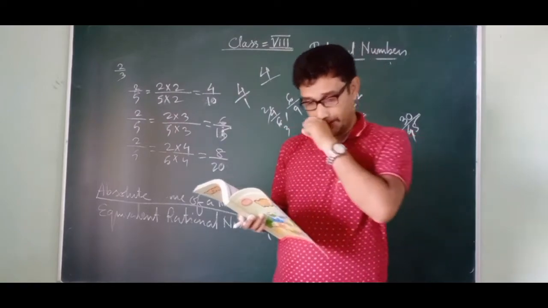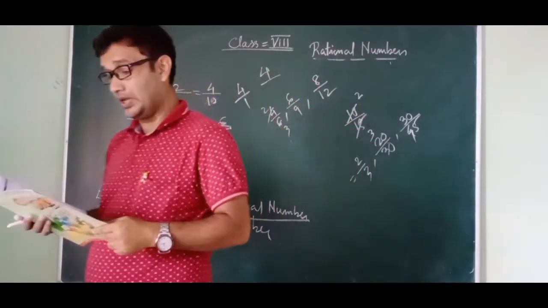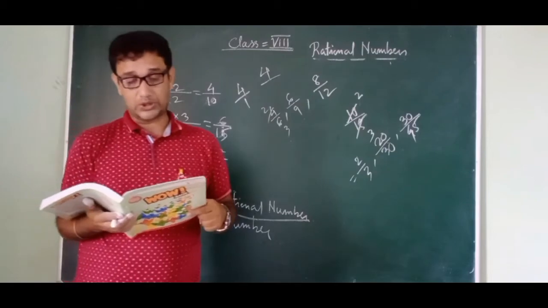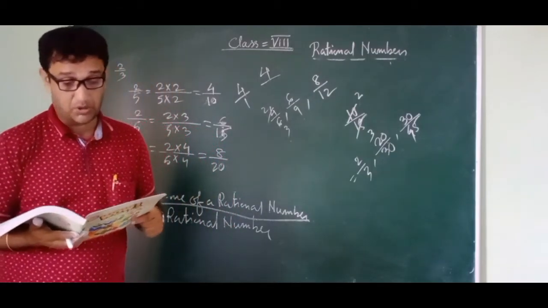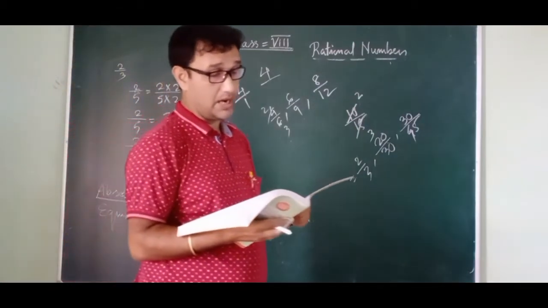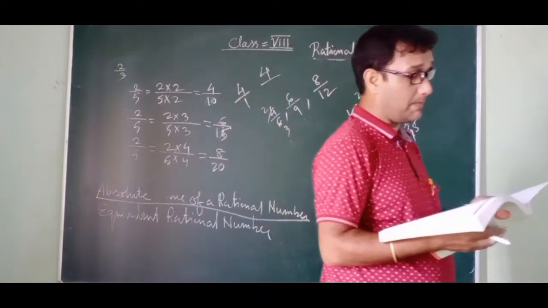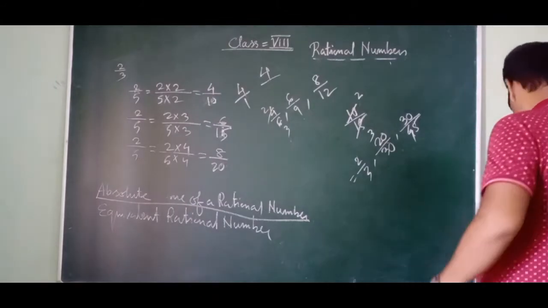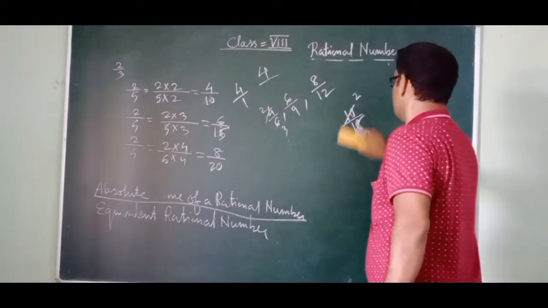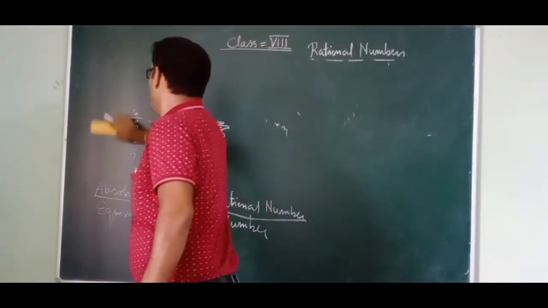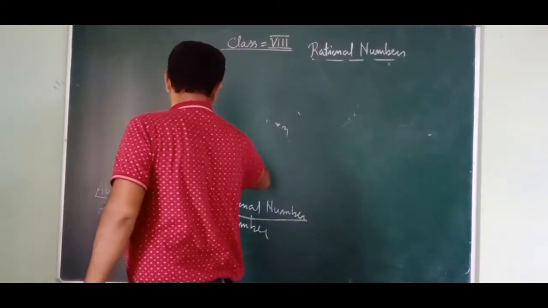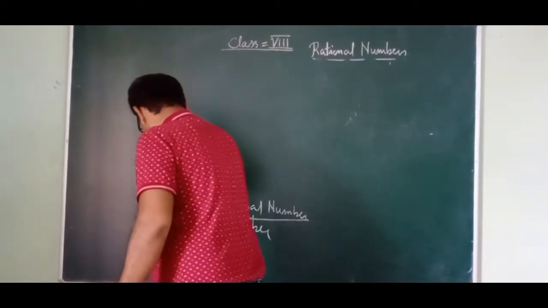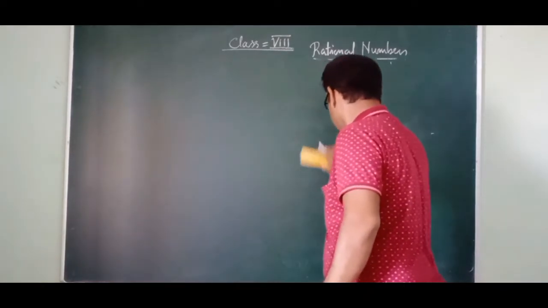Now question number 3. Question number 3 means what you see? Write each of the following rational numbers with a positive denominator and represent the rational numbers on number line. So first you have to see the questions. Question number 1 and 2 were very easy questions. That's why I am not solving. Now I am just showing you question number 3.